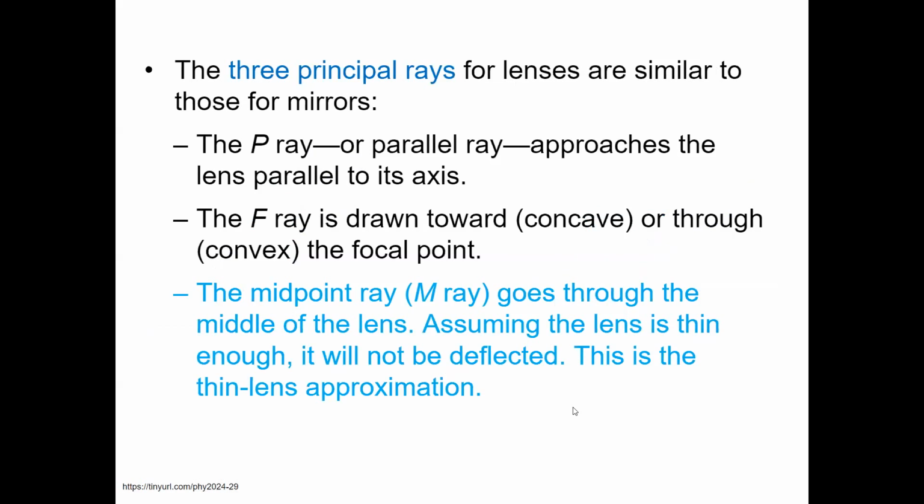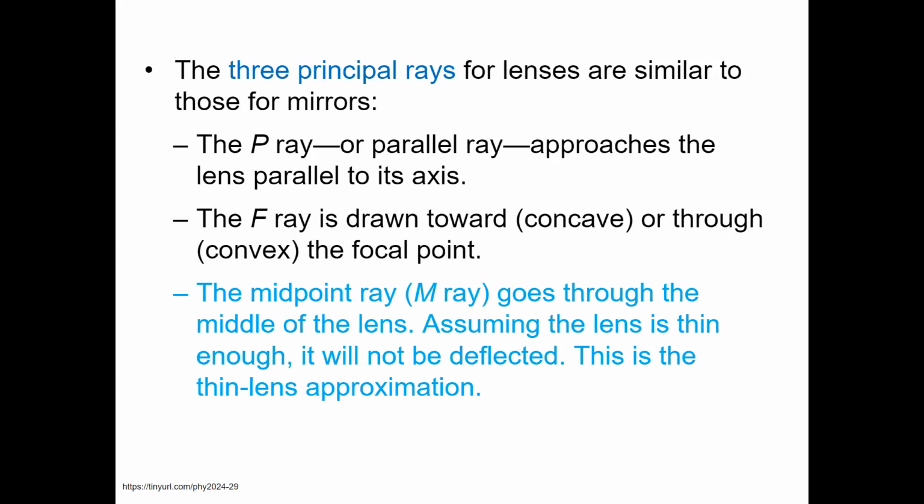Similar to spherical mirrors, you can use three principal rays for lenses to locate the images lenses form. In this case, we'll have a parallel ray again, parallel to the principal axis, and then focal rays that are drawn either towards the focal point or through the focal point. This time we will not have a center of curvature ray, but we are going to have a midpoint ray which goes through the middle of the lens. This ray will not be deflected, similar to the center of curvature ray in the mirror cases.